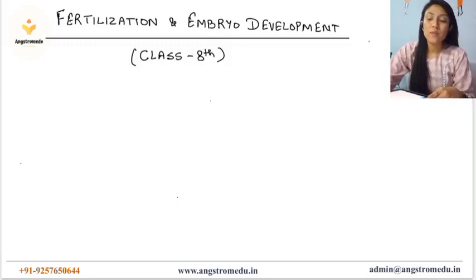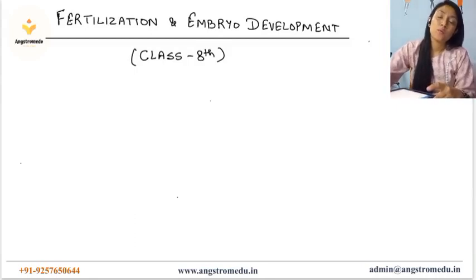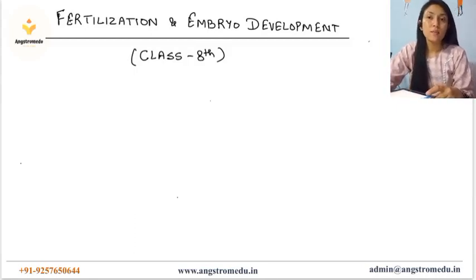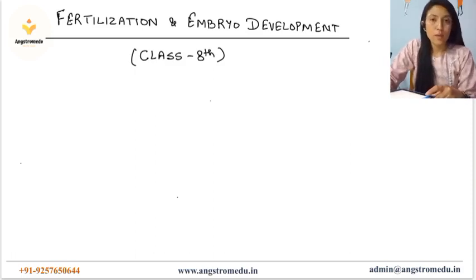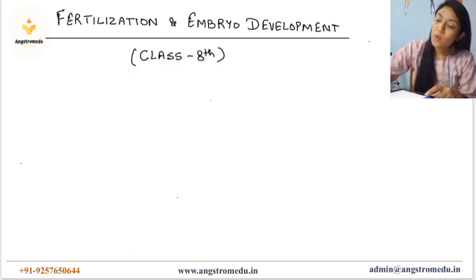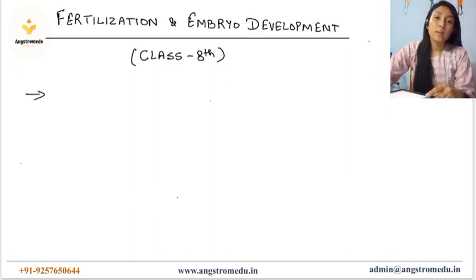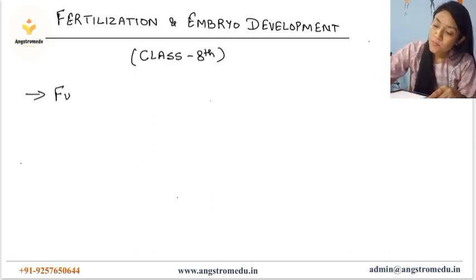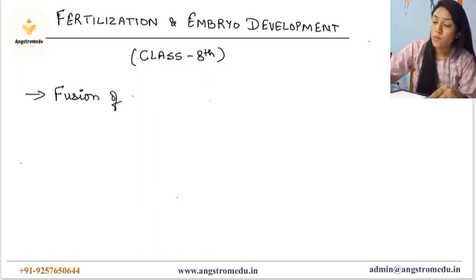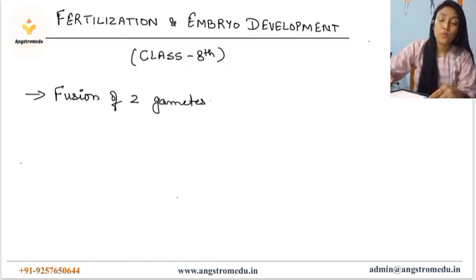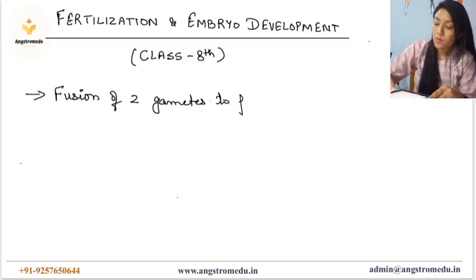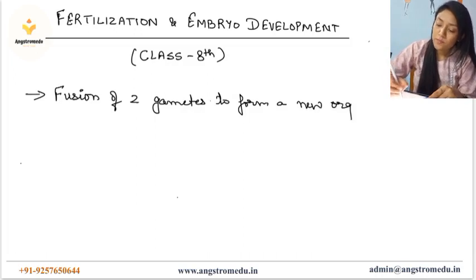Hello students. So today we'll be discussing the topic fertilization and embryo development in animals, which is a chapter of class 8th biology. Okay, so fertilization. How will you define fertilization? Fertilization is the fusion. Fusion of what? Fusion of two gametes to form what? To form a new organism.